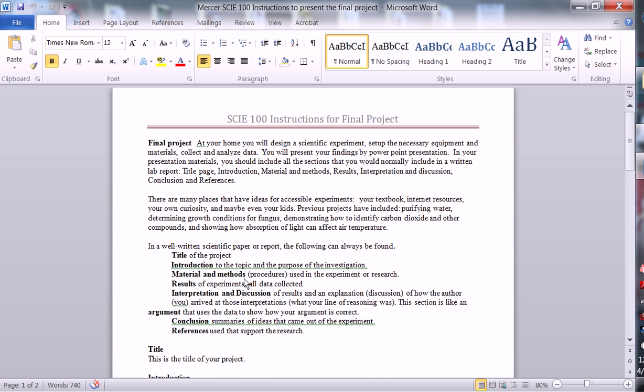Then fourth can be your methods. It's a detailed procedure you used to do the experiment. Detailed means you have to give all the details of the volumes you used, the weights you used, what you are measuring. Give the details. Then results. Results, the data you get after the experiment.